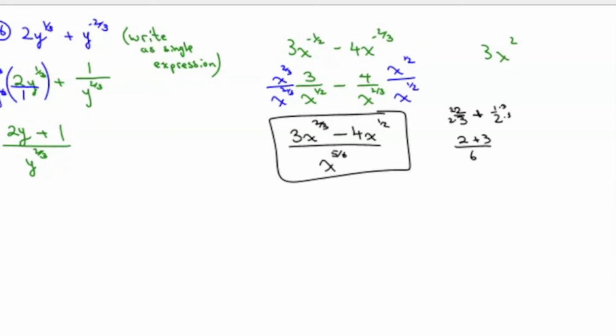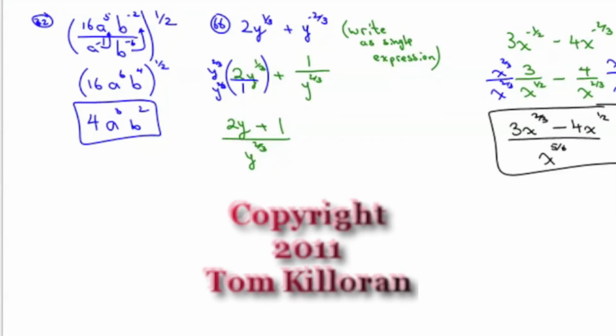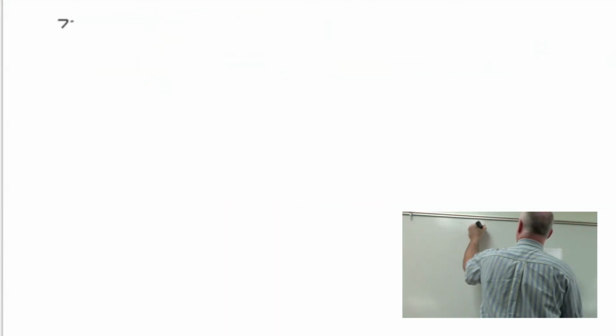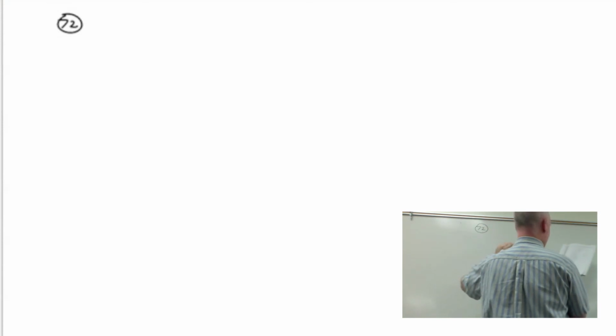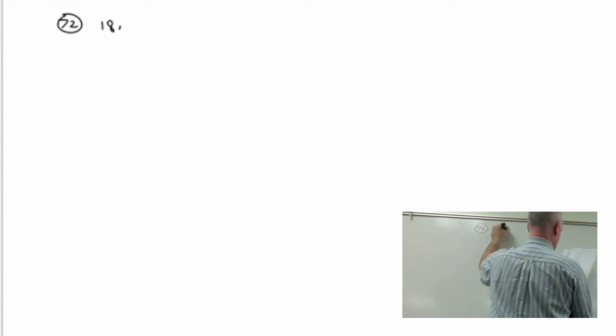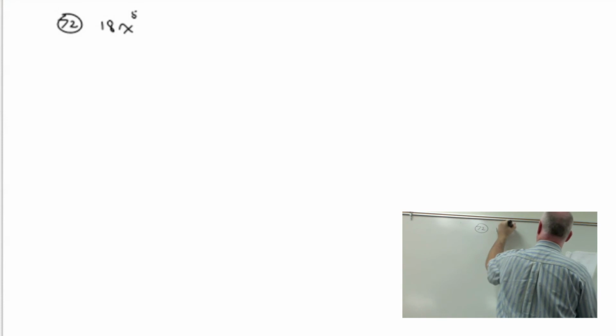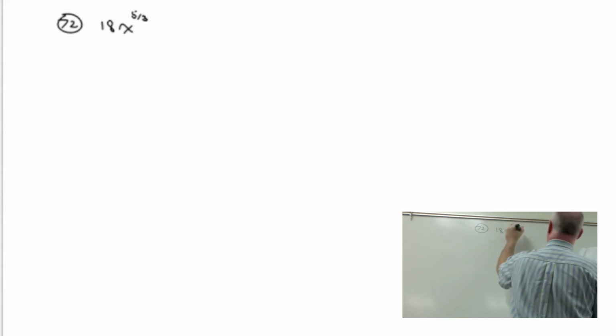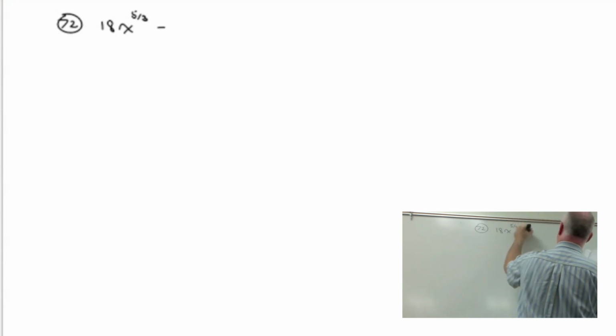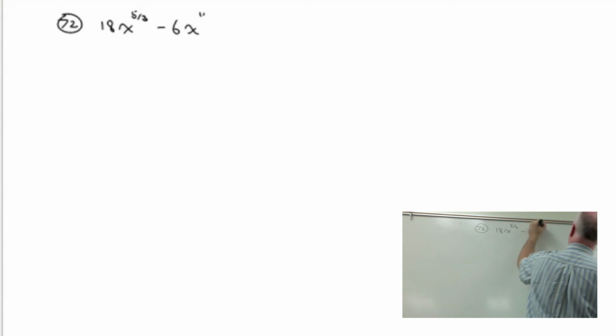So I think that means one more thing. Just one more small detail about rational exponents. This is number 72. Notice this has a lot of problems: 18x to the 5/3 minus 6x to the 11/8.